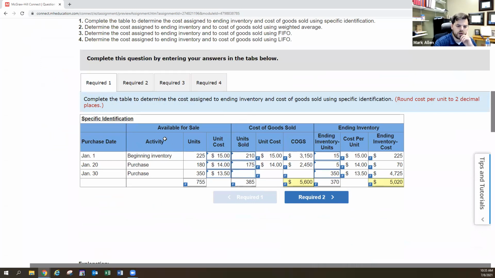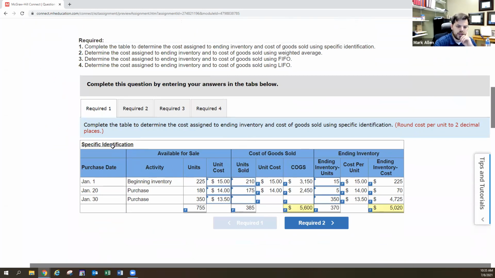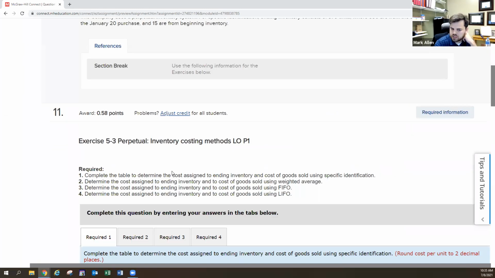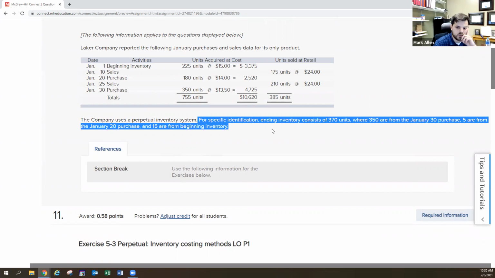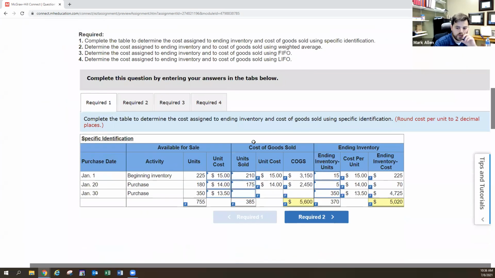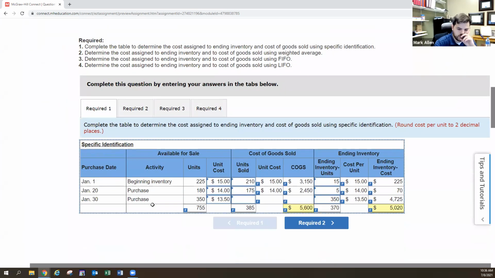The way this is going to work here is we just look down, and in specific ID, they told us exactly which units we sold. That'll work just like the one we just finished, right? So we got beginning inventory, a couple of purchases. They told me exactly which units are sold. Those drop in here. And then my ending inventory is whatever did not get sold. So that's the first piece.